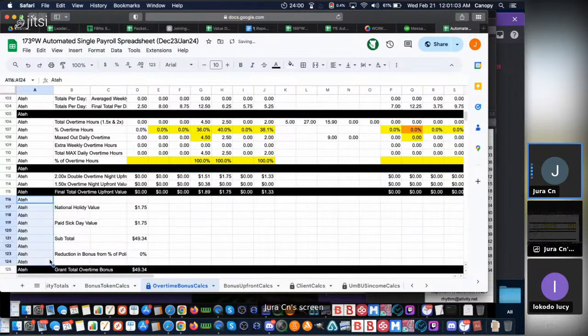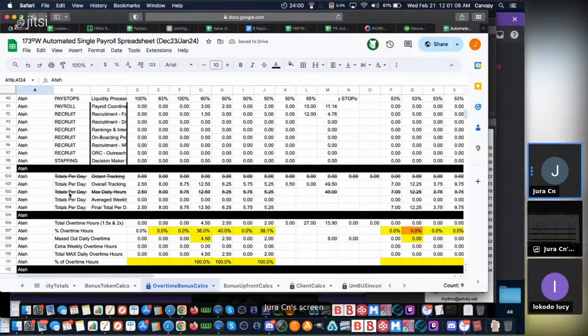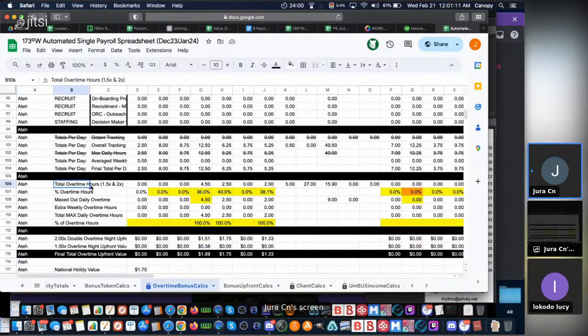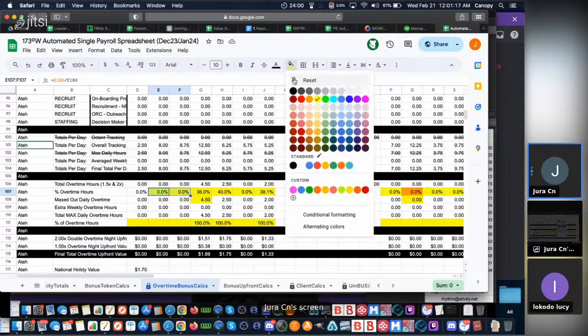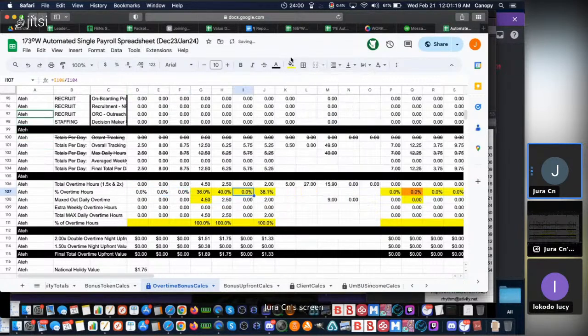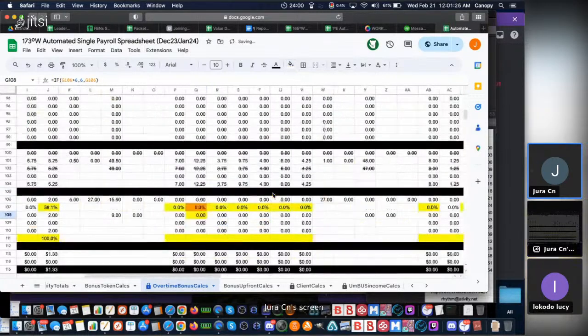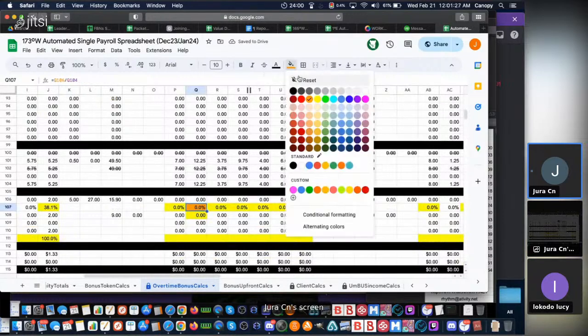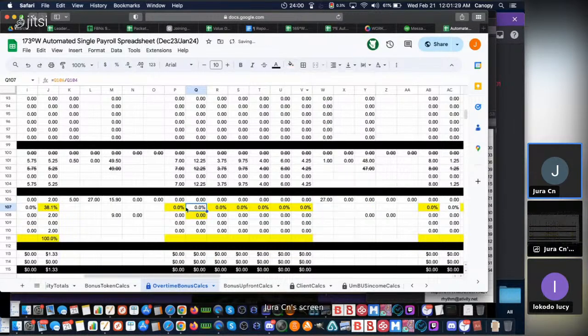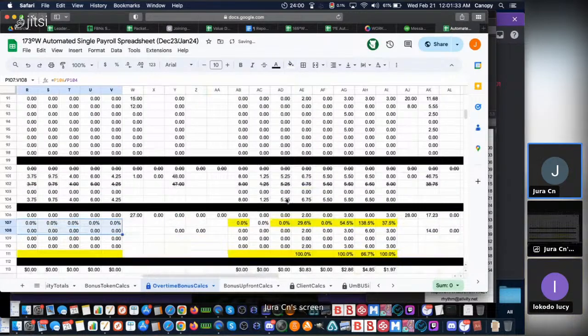All right, so we finished with the totals per day. So this is all correct totals per day. Now we're doing the overtime. So the overtime totals should be fine. The percentage overtime totals should be pretty good. And we're just going to highlight the days that are important. I doubt that she ever did anything related to it, so it looks like this week she didn't have any overtime at all, or night overtime.